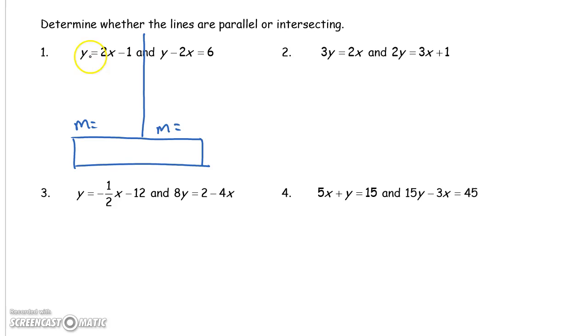Find the slope of this equation. It's already solved for y, so my slope is 2. This equation is not solved for y, so I solve it for y. Add 2x to both sides. Y equals 2x plus 6. It therefore has a slope of 2. I compare these slopes. 2 and 2, exact same slope. That makes these parallel.